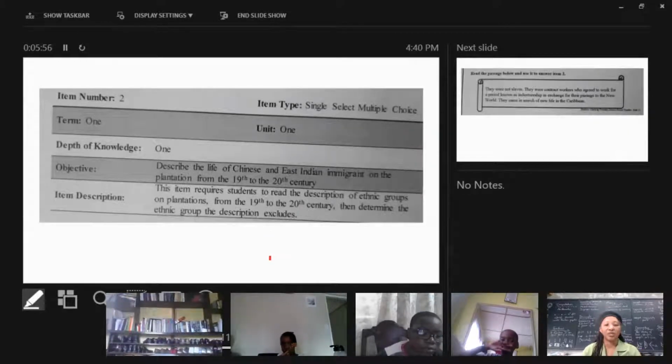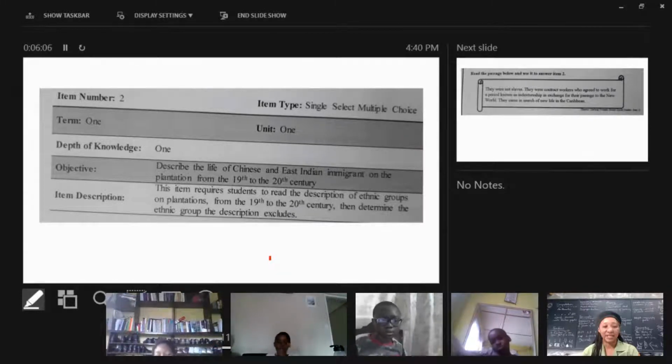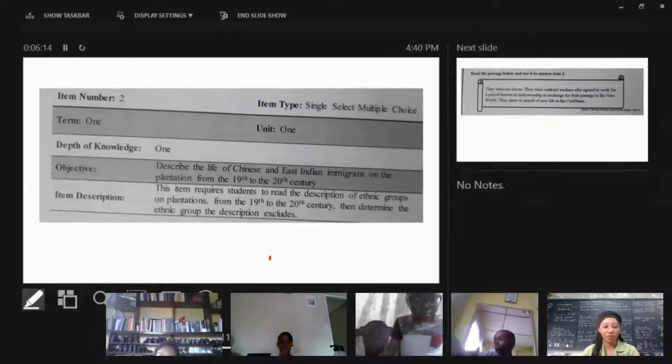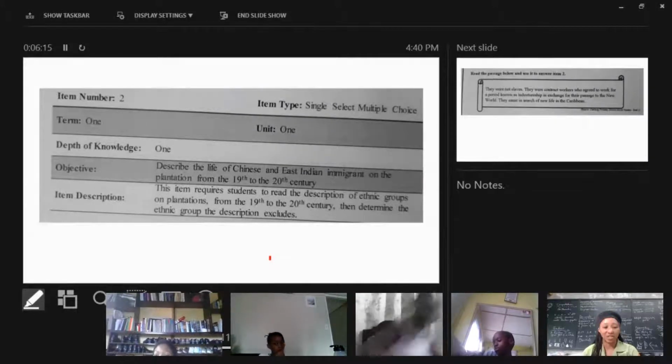Item 2 is also a single select multiple choice question. The objective is to describe the life of Chinese and East Indian immigrants on the plantation from the 19th to the 20th century. This item requires students to read the description of ethnic groups on plantations from the 19th to the 20th century, then determine the ethnic group the description excludes.